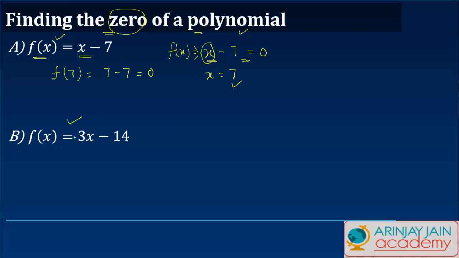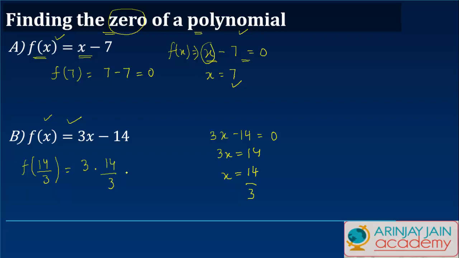Similarly, another one, f(x) = 3x - 14. To find the zero, we simply equate the value of the polynomial to 0. 3x = 14, or x = 14/3. So for f(14/3), the value that we get is 3 times 14 divided by 3, minus 14. This cancels out, and 14 minus 14 gives us 0. So the zero of this particular polynomial is 14/3.